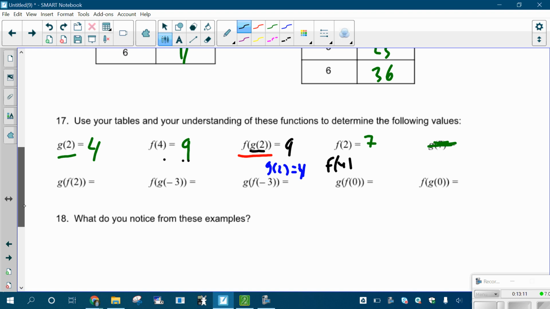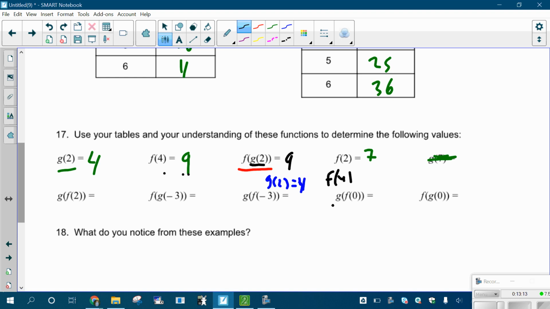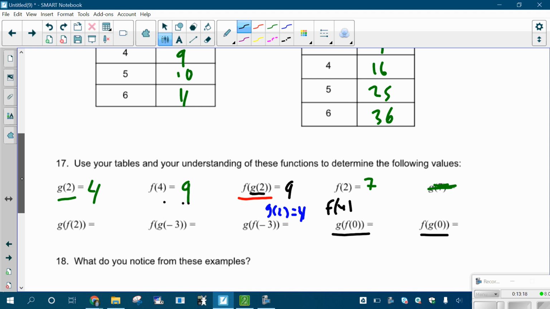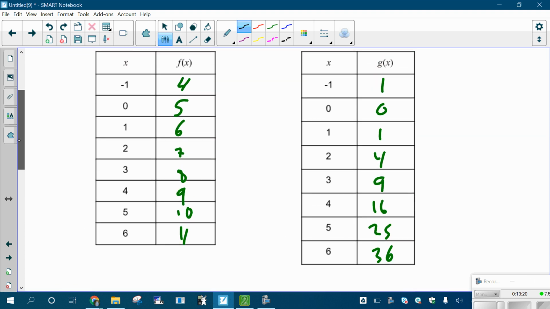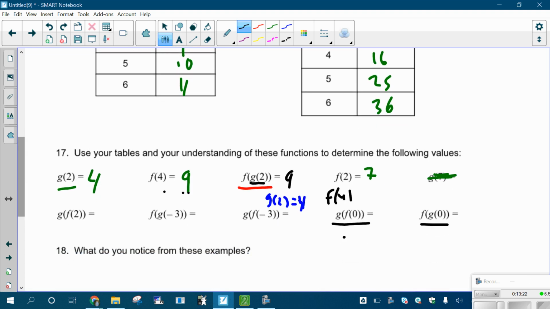I just want to say one more final thing. Let's do these two questions, and then we can be done. G of f of 0. So I'm going to do f of 0, get out 5 from my table. And then I need to do g of 5, and I get out 25. So g of f of 0 is 25.